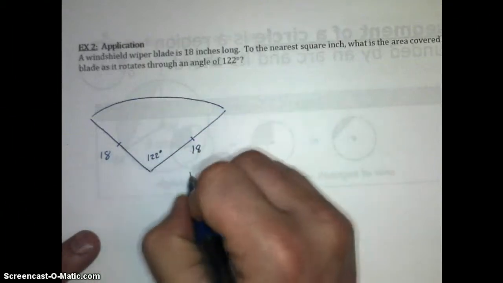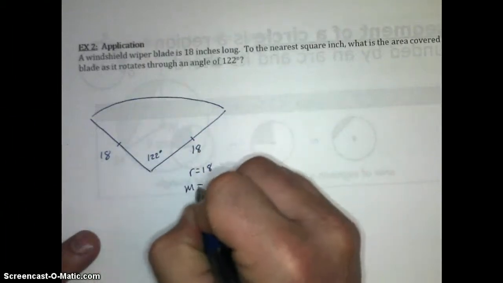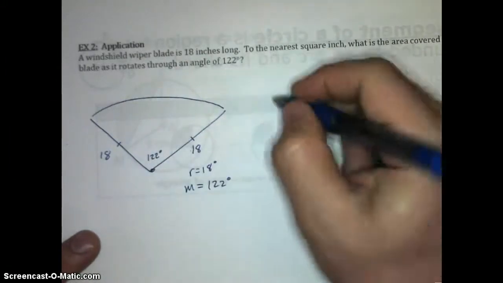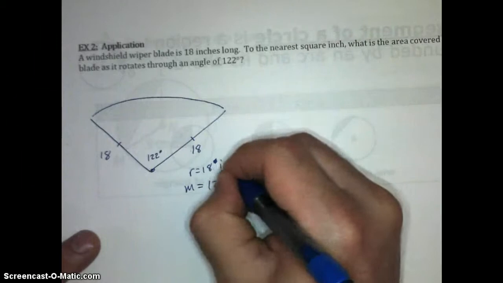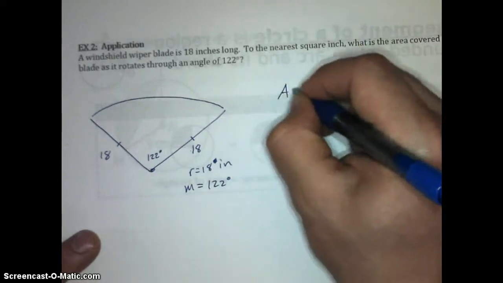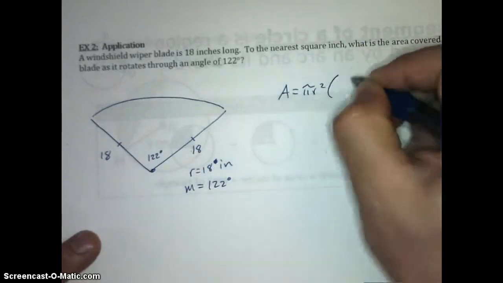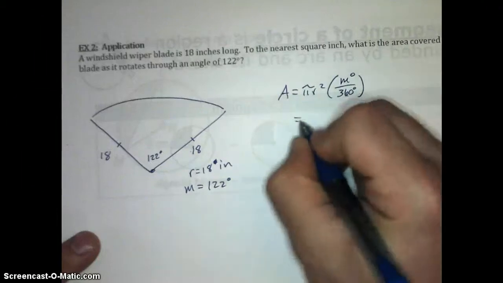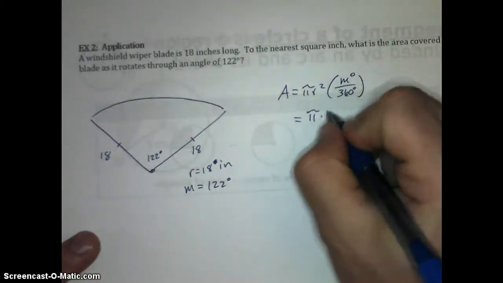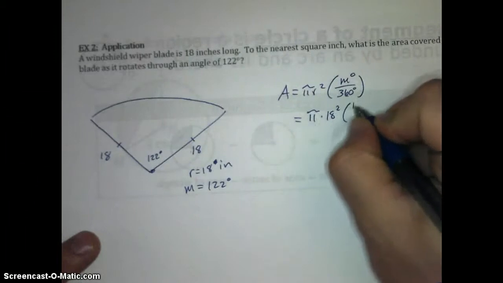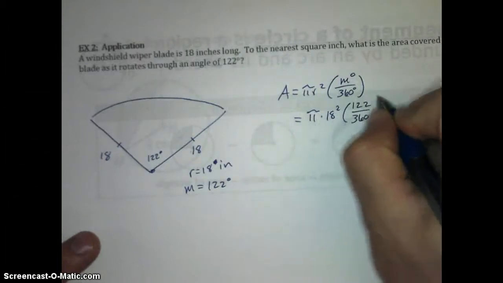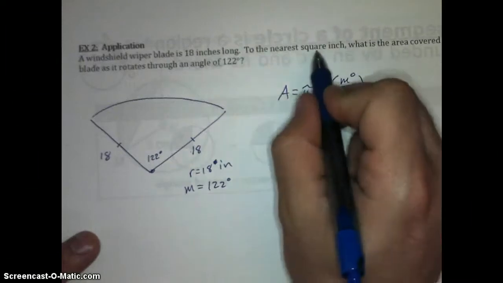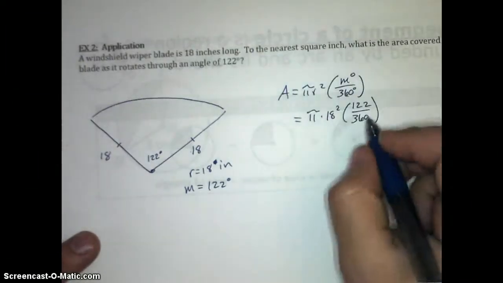Well, we have a radius of 18 and an arc measure, or the central angle measure, of 122 degrees. So now we plug that information into this formula, which would be pi times 18 squared times 122 over 360. And we can find our area. Now they ask for this to the nearest square inch, so we're going to round to the nearest whole number.